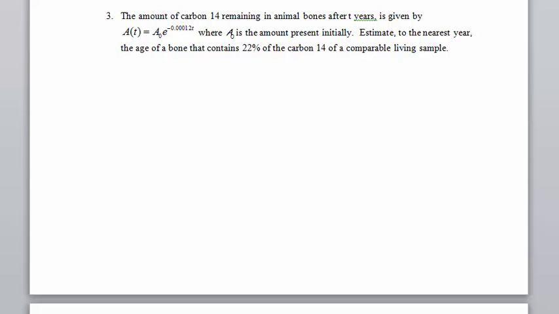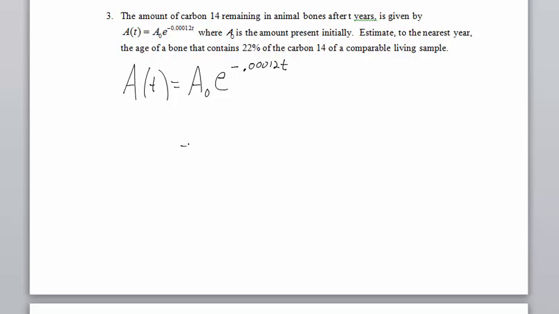Something similar. Amount of carbon-14 remaining in animal bones after t years is given by A of t equals A naught times e to the negative 0.00012t, where A naught is the amount present initially. Estimate to the nearest year the age of a bone containing 22% of the carbon. Okay, so basically we're given the initial amount, we're given the function, right?